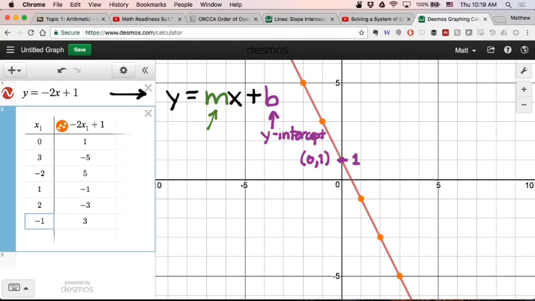What does this m stand for? In our example, it's negative 2. But what is that negative 2? How is that number, negative 2, reflected in our picture?